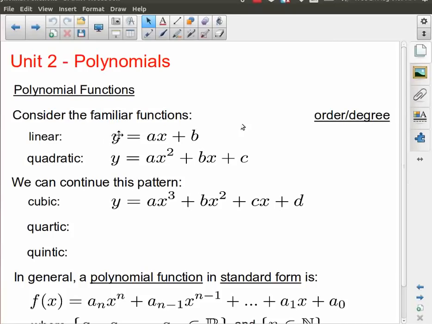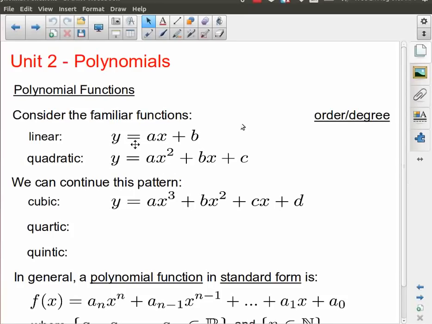So we already have these two familiar functions. I've written them in a generic form, something that students are not always the most comfortable with, but as you progress through mathematics, more and more often you're going to be working in terms of these generic or more abstract representations. So it's something you do need to become comfortable with.